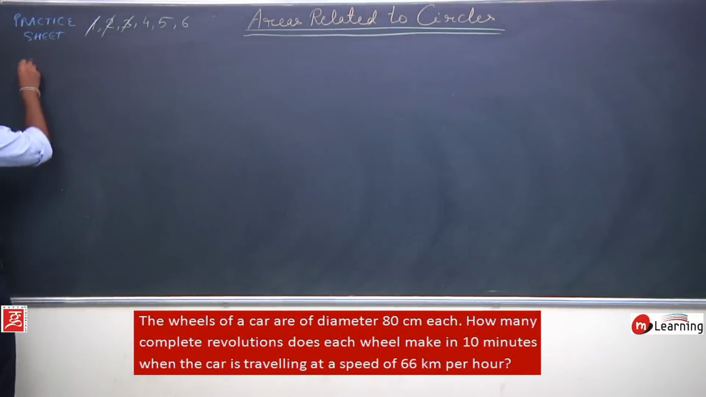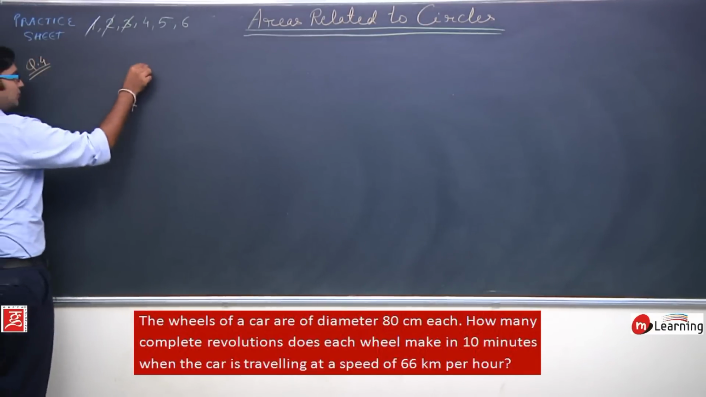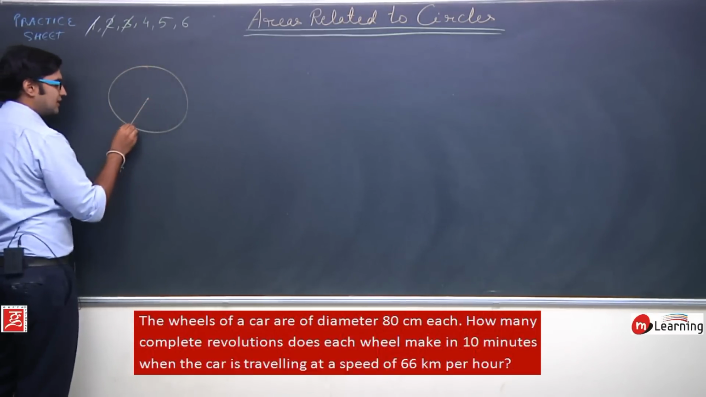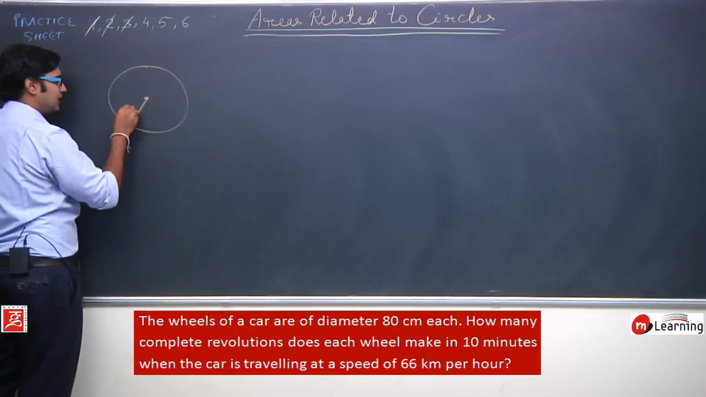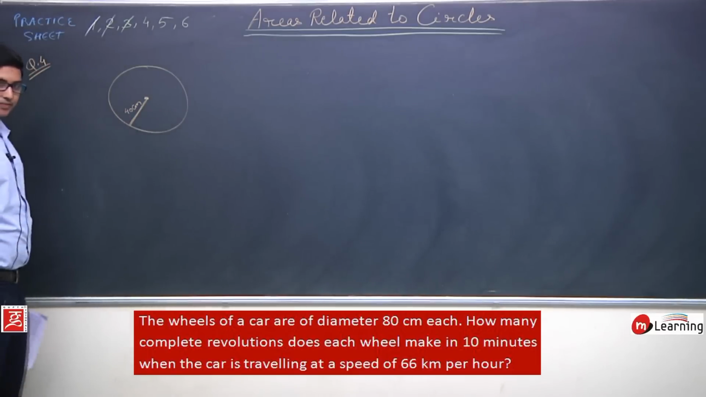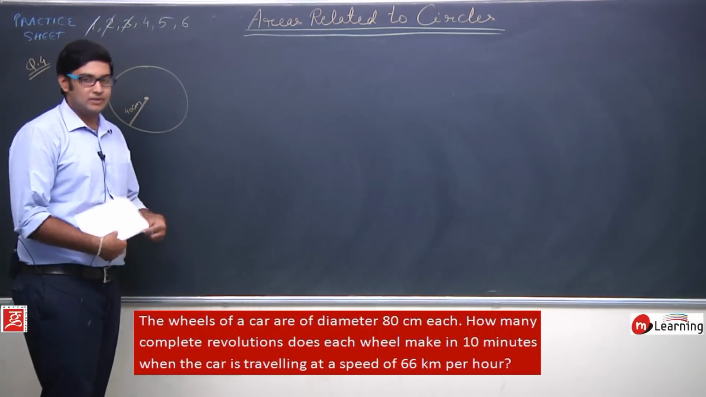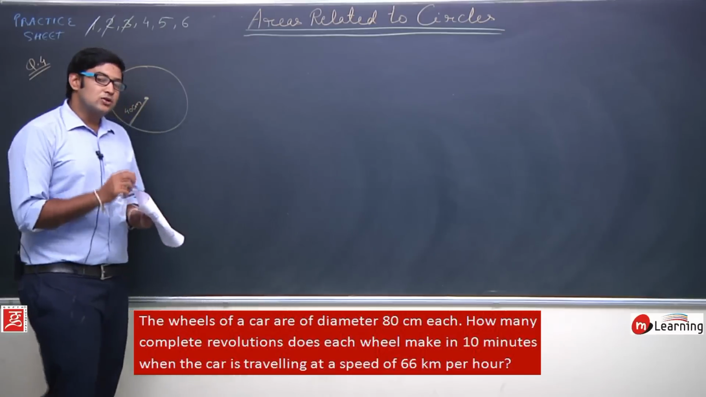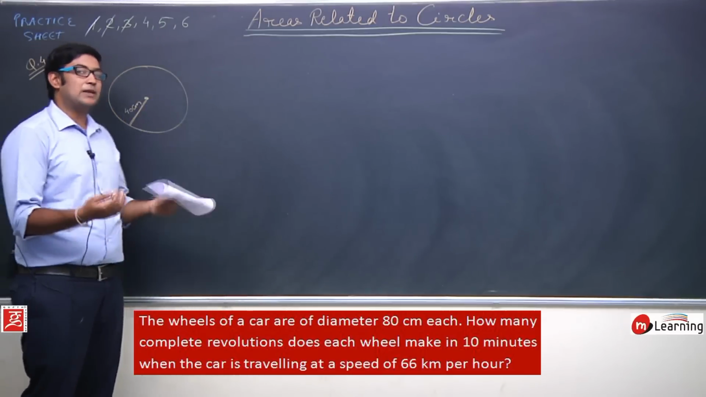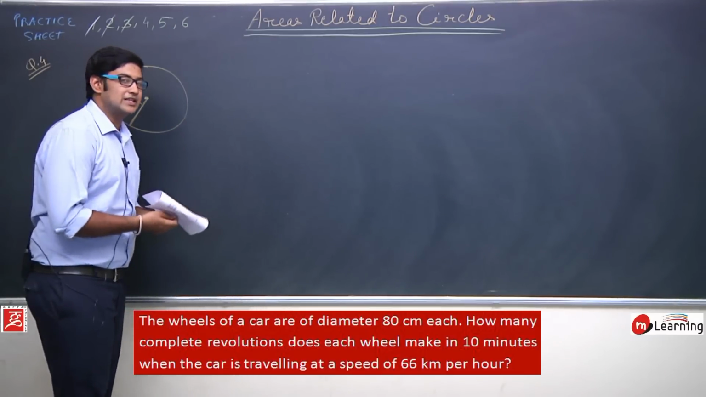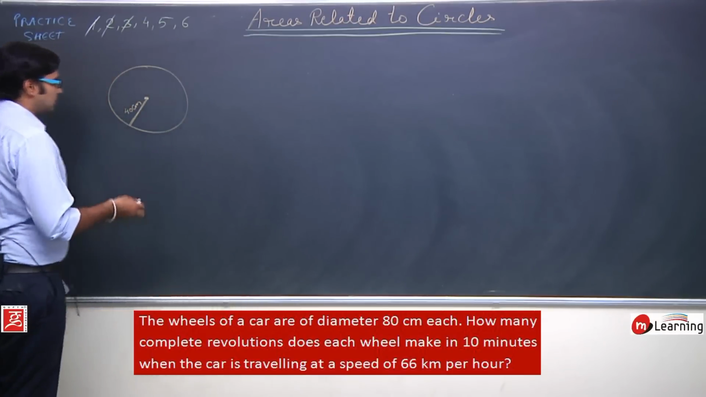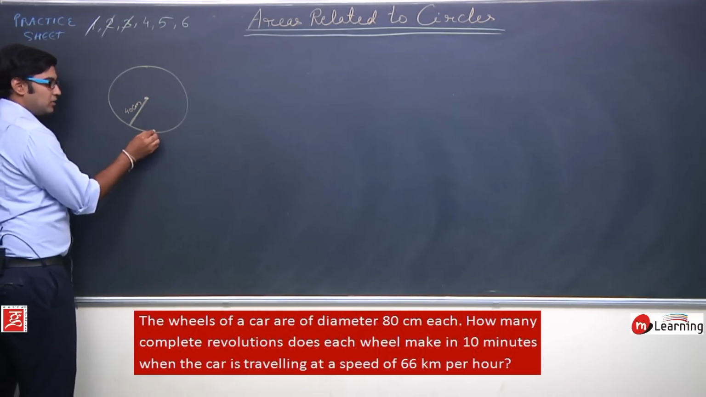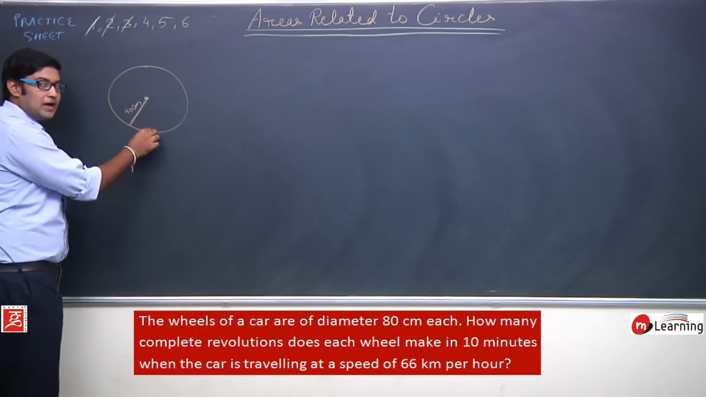So let us understand this question. If I talk about the wheel, the diameter of the wheel is given as 80 centimeters. It means the radius of the wheel is 40 centimeters. Now first understand, the question is asking how many revolutions this wheel completes in 10 minutes. If I talk about a revolution, say this wheel started from this point, let us say I put a mark at this point.